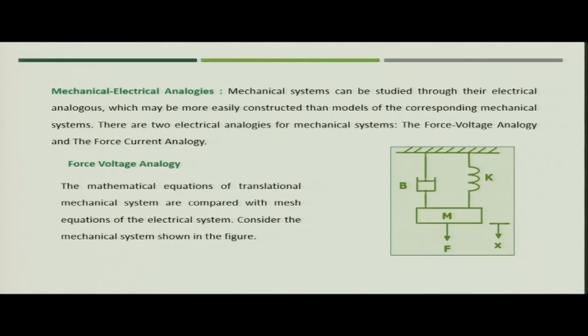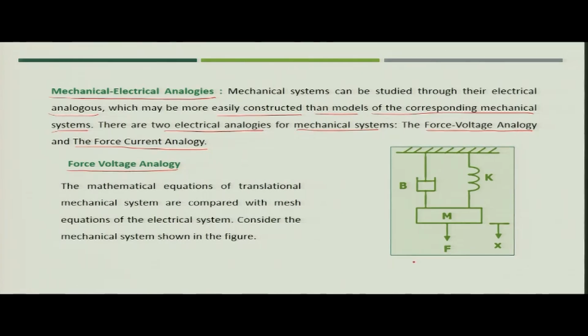Now, let us talk about the analogies. First, we will discuss the mechanical-electrical analogies. The mechanical system can be studied through their electrical analogs, which may be more easily constructed than the models of the corresponding mechanical systems. Basically we will study two electrical analogies for mechanical systems. The first one is the force-voltage analogy and the second is the force-current analogy. Let us first understand the force-voltage analogy.